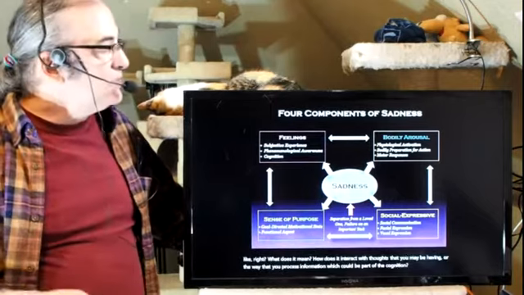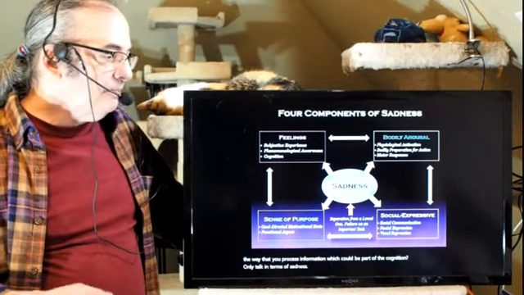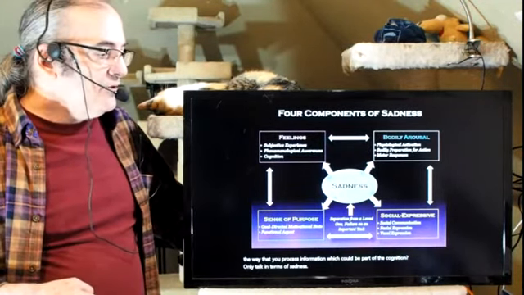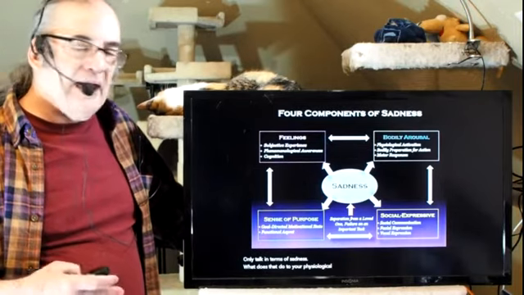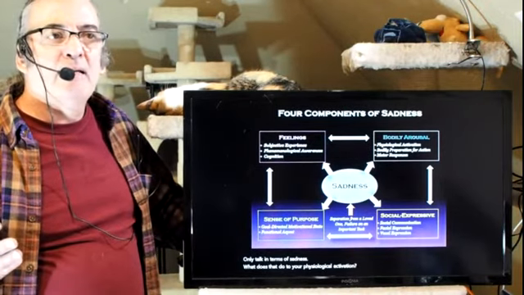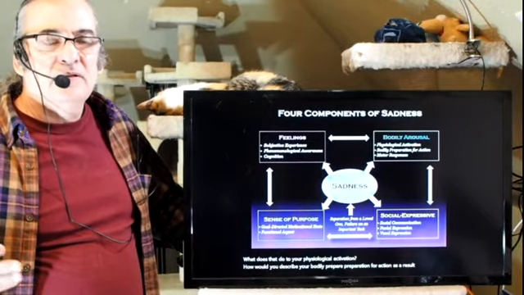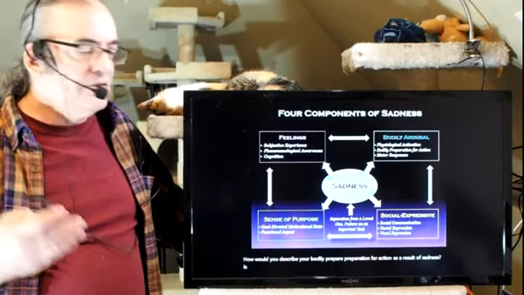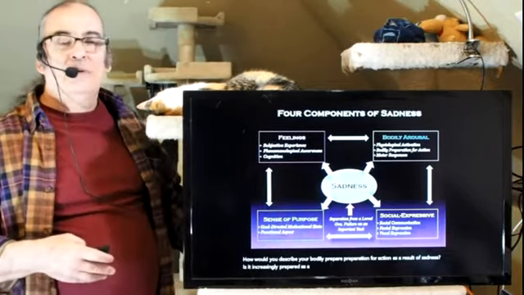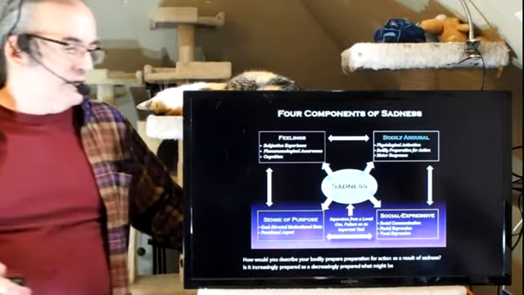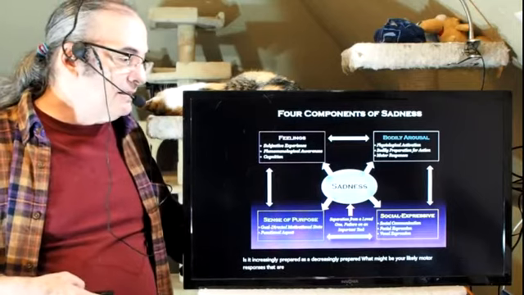When we talk in terms of sadness, what does that do to your physiological activation? How would you describe your bodily preparation for action as a result of sadness? Is it increasingly prepared? Is it decreasingly prepared? Right? What might be your likely motor responses that are connected with the feeling of sadness?